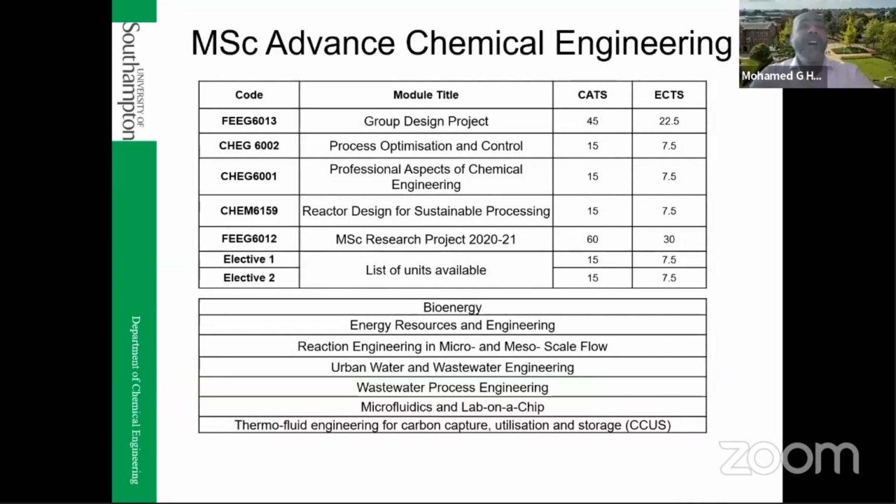We also designed an MSc in Advanced Sustainable Chemical Engineering. And you can see that we have a group design project, an MSc research project, as well as sustainability processing, as well as the core of chemical engineering. But we also selected some electives here that will help the student carve a pathway in terms of sustainability and how they can apply this here.